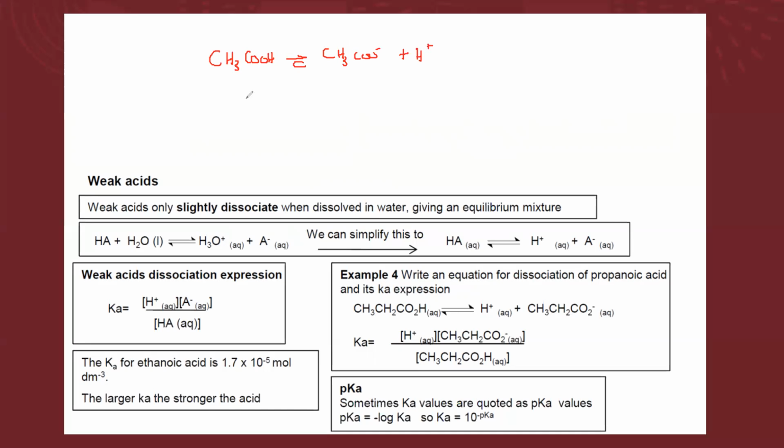So originally, for example, if this concentration is A, these will be 0 and 0 initially. But at equilibrium, when we dissolve, if this concentration is X, this one is X, so this will be A minus X.